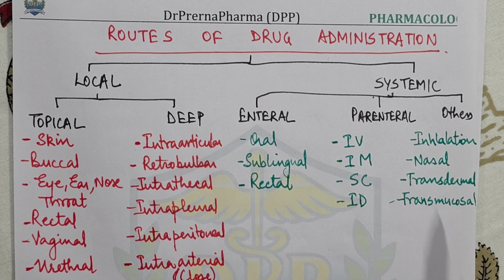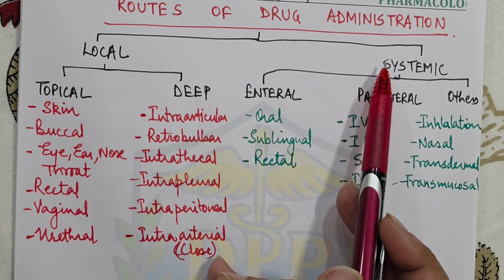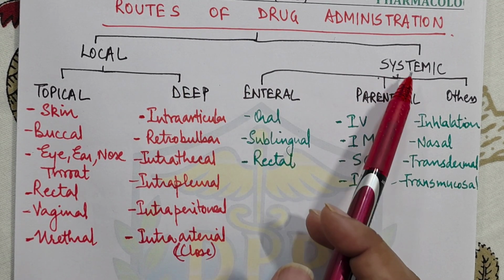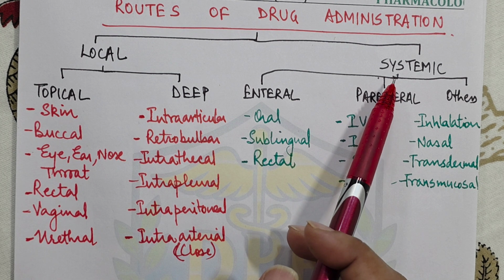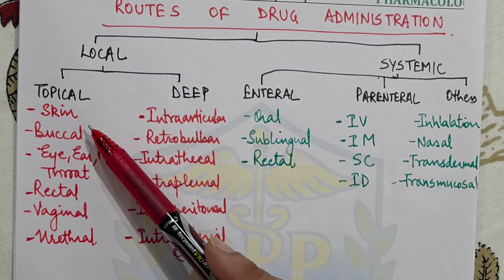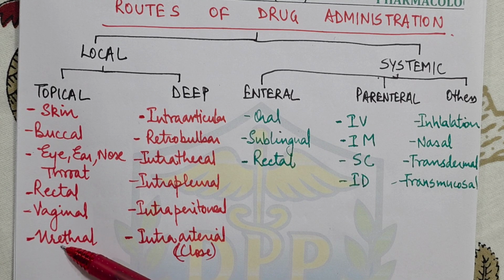So, what are the various routes that we are going to study in this? Now, routes can be local or systemic. Local, you understand that it is at that particular location or place, while a systemic route is something in which, when the drug is given, it reaches the whole body or the system. So in local routes, we have skin, buccal, eye, ENT, rectal, vaginal, urethral. These are topical routes also.